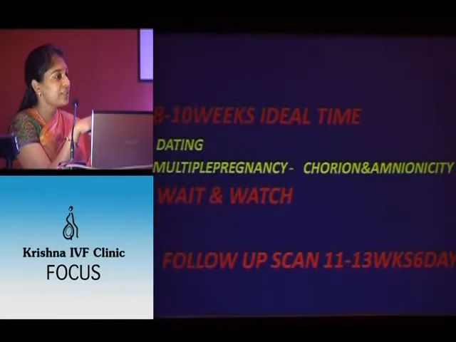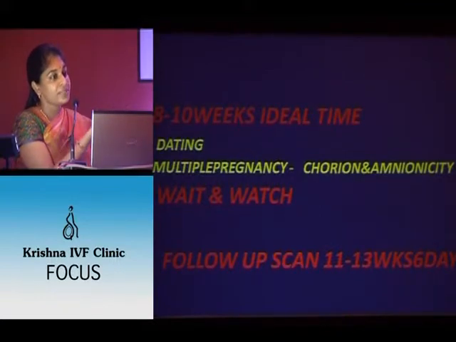So the take-home message is, we have to wait at least 8 to 10 weeks for dating or for naming the multiple pregnancy, and a wait and watch policy is very, very essential, and a follow-up scan at 11 to 13 weeks is needed, because many of the anomalies can resolve and only some can evolve as anomalies.